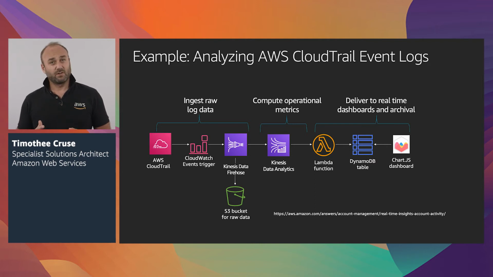First, we'll ingest the raw log data from CloudTrail into Firehose. Then from Firehose, we'll compute operational metrics off of the data by using Kinesis Data Analytics. And finally, we'll deliver this data to our users in real time in dashboards and databases for archival.